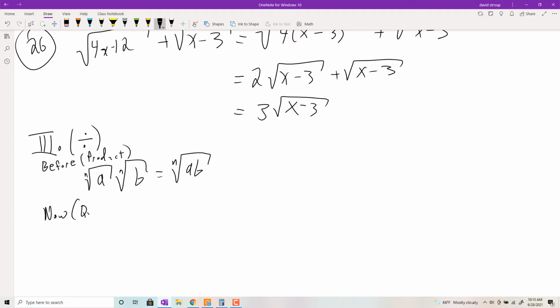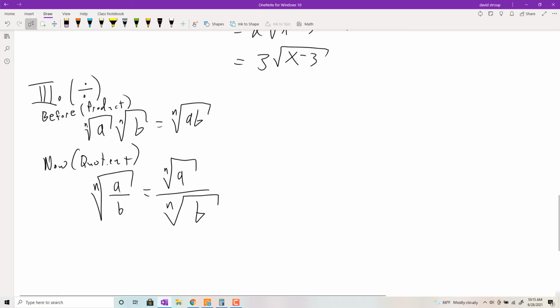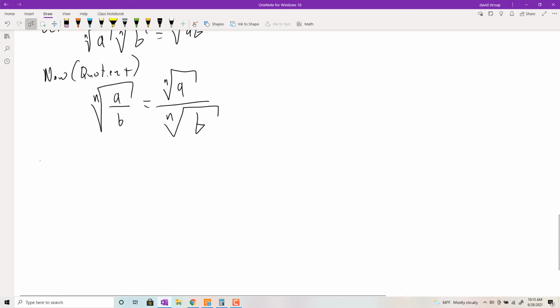Now we have the quotient rule, which says, let me just write it, it's easier. The nth root of a quotient is equal to the quotient of the nth roots. Okay, there I go, I got it. So the nth root of a over b is equal to the nth root of a all over the nth root of b, or vice versa. You can go in either direction. Let's take a look at a bunch of variations of these kinds of problems.